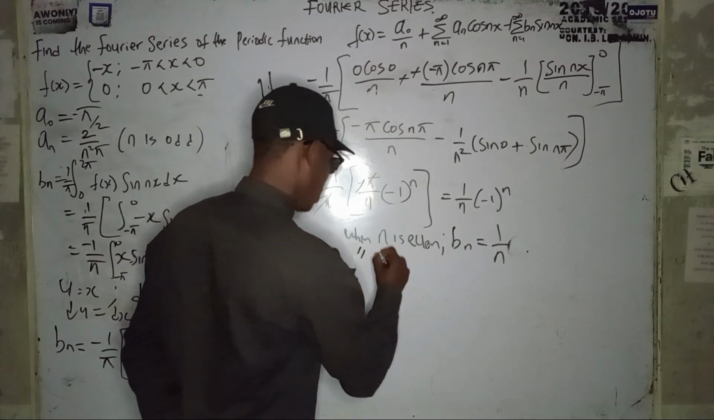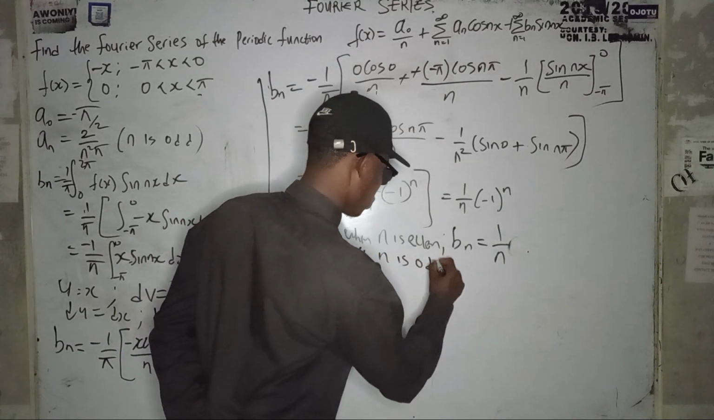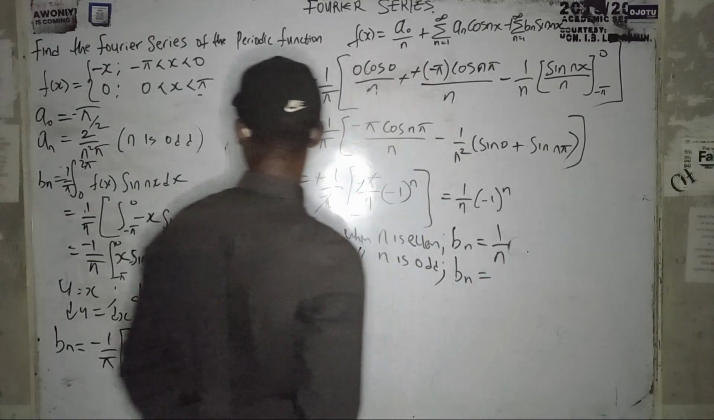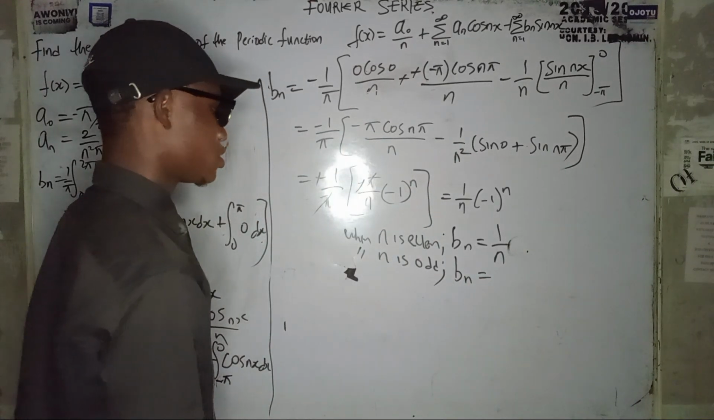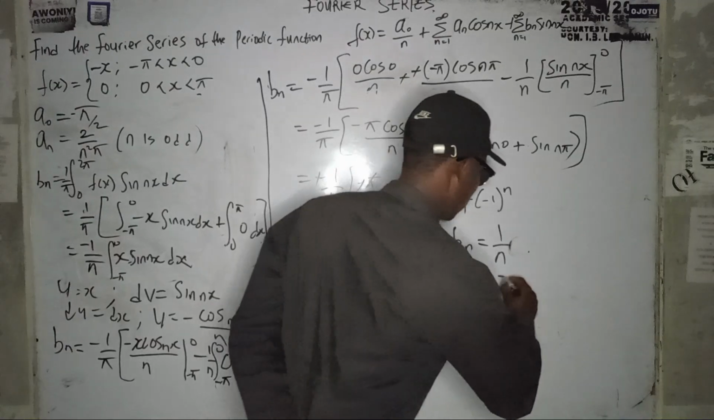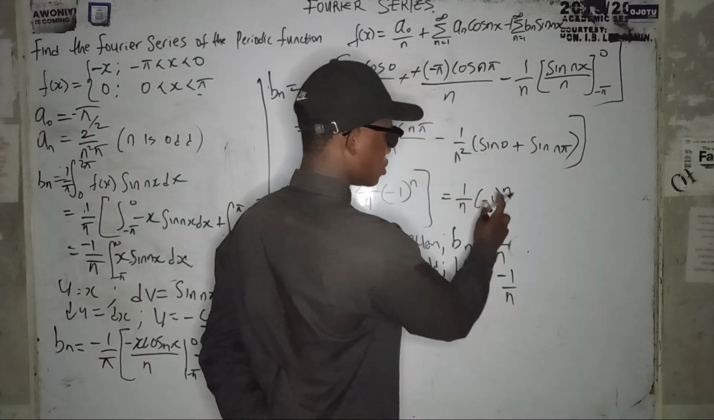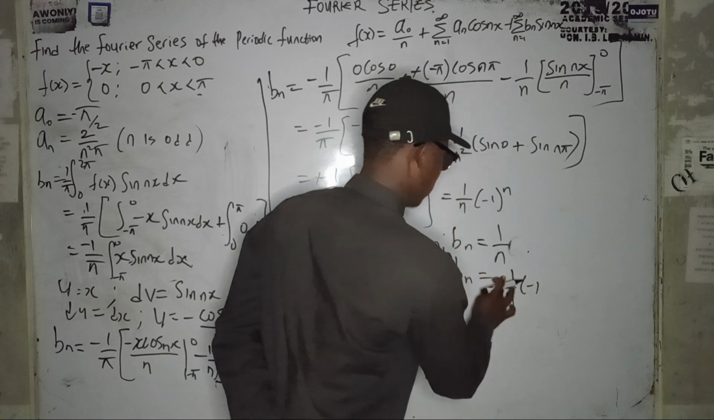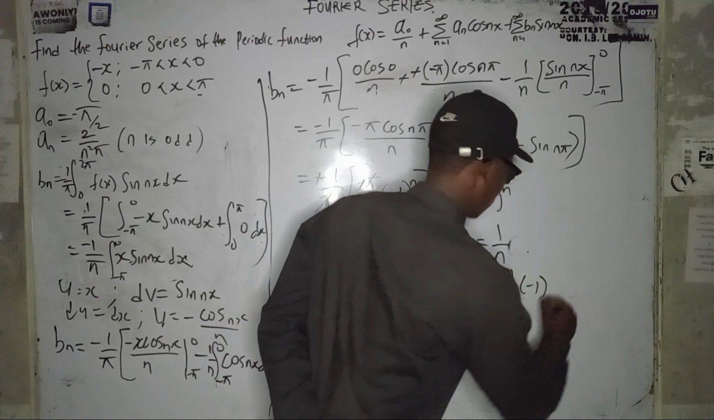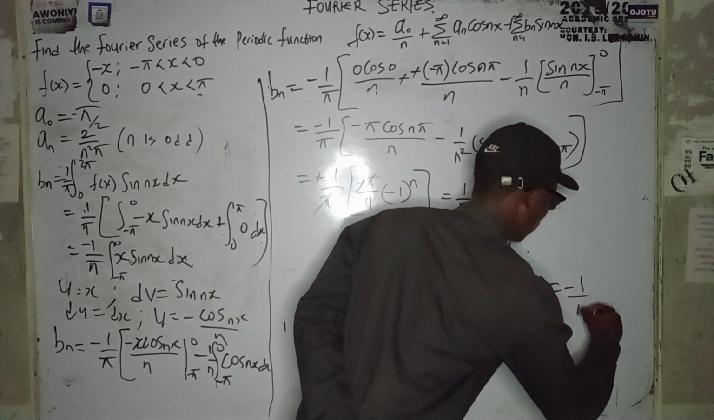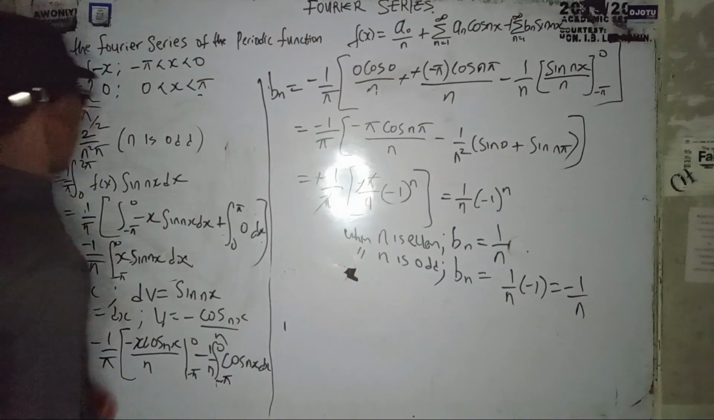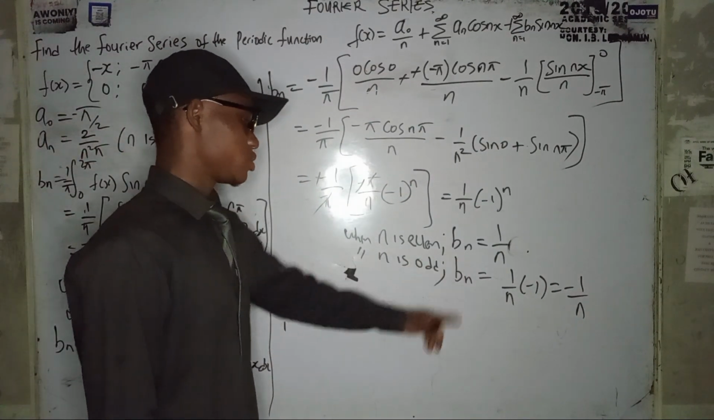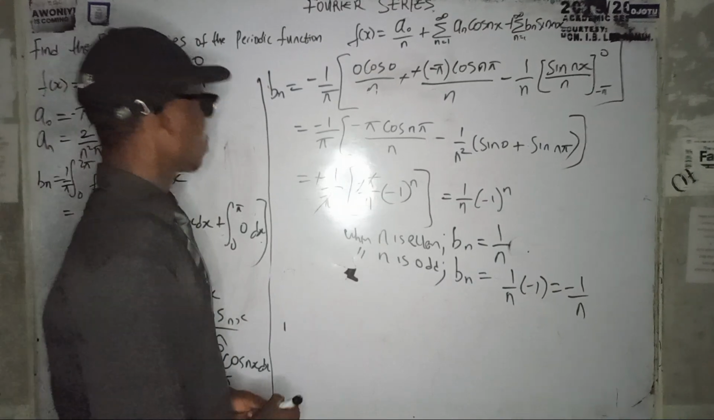And then when n is odd, we have b of n is equal to minus 1 over n. If it's odd, this will stay minus 1. Minus 1 in the bracket, and this is going to become minus 1 over n. So therefore, we have gotten our values for a naught, a n, and our bn for both even and odd.